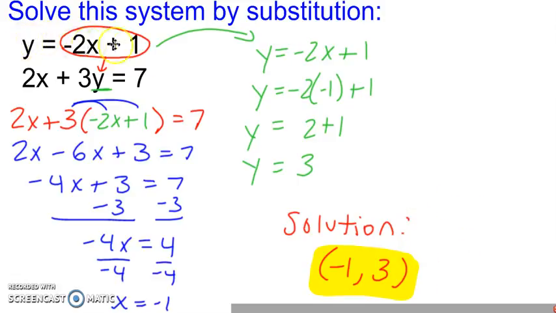So that tells us if these two lines were graphed, that is the point where their lines would cross. So that's it for the 2-problem warm-up.